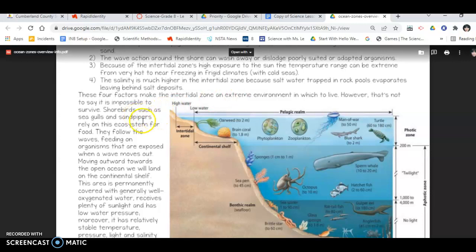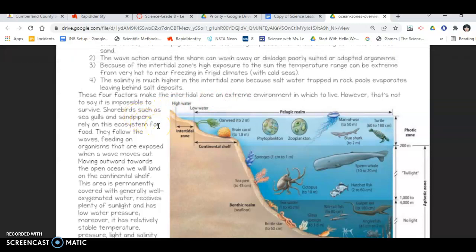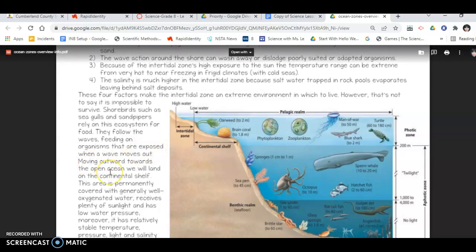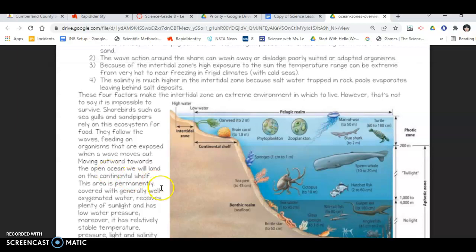Shore birds, such as seagulls and sandpipers, rely on this ecosystem for food. They follow the waves, feeding on organisms that are exposed when a wave moves out. Moving outwards towards the open ocean, we will land on the continental shelf.